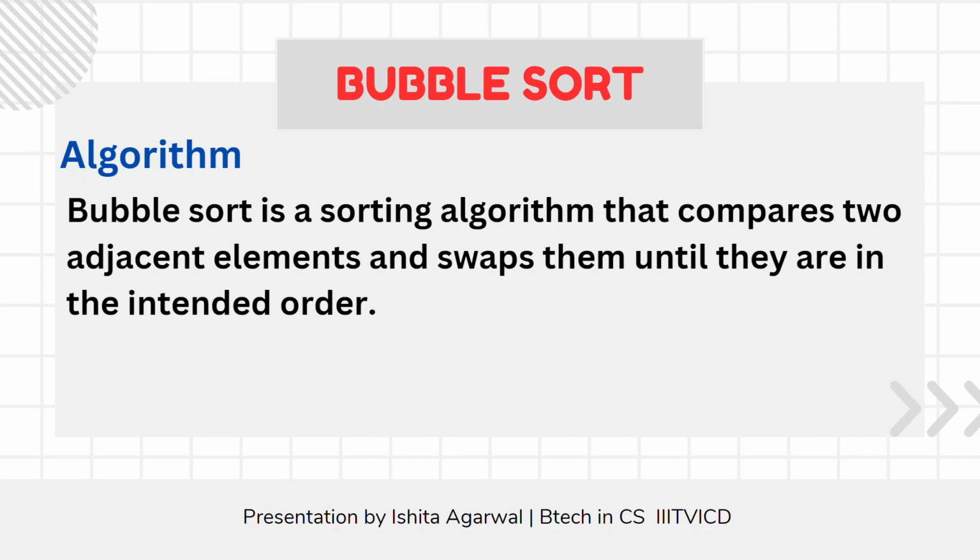So what is the algorithm behind it that is used to sort the elements? Bubble sort is a sorting algorithm that compares two adjacent elements and swaps them until they are in the correct order that we desire.